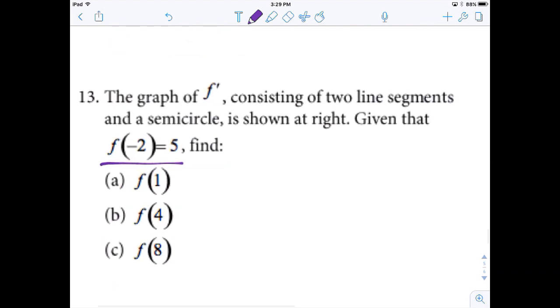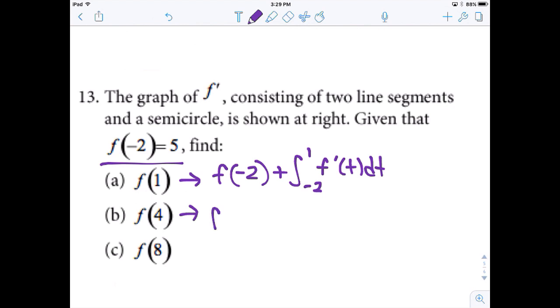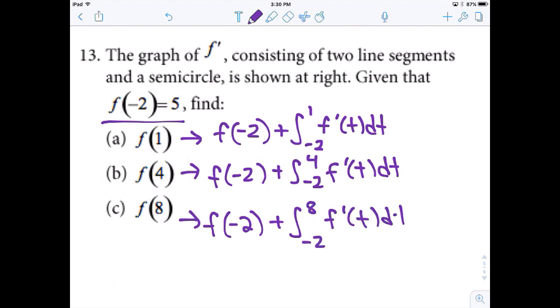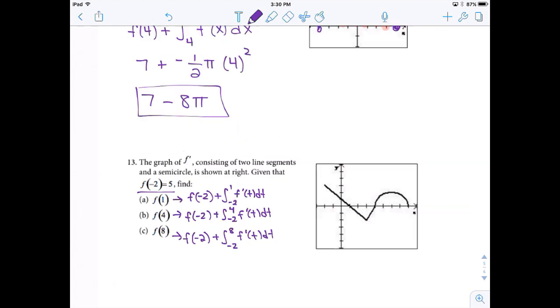So to find f of 1, I would be doing f of negative 2 plus the integral from negative 2 to 1 of f prime. To find f of 4, I would be doing f of negative 2 plus the integral from negative 2 to 4 of f prime. Or you could take your last answer and just add in from 1 to 4. And here, I'm going to do f of negative 2 plus the net change from negative 2 to 8 of f prime. Or you could take your last answer and just add the change from 4 to 8. So again, more than one way to do a bunch of these.